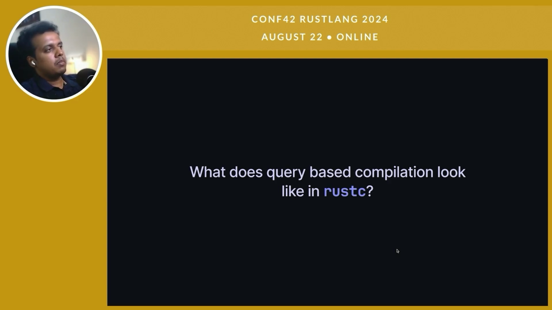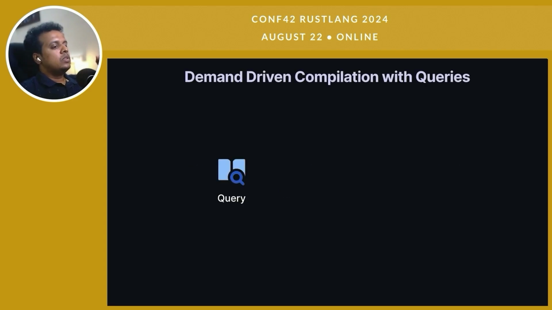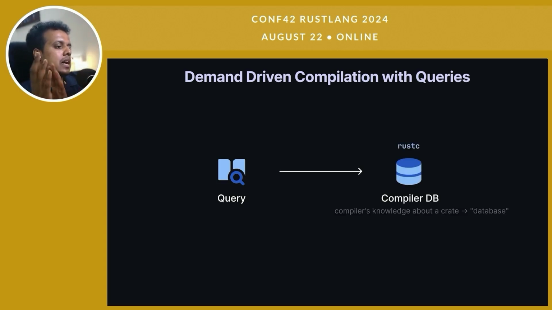Not all of the Rustc implementation is pass-based; a lot of that is moving into these queries, right? So what are these queries? A query is effectively a way of asking the compiler questions about itself, right? When we use the term compiler DB, you can think of it as a representation of the compiler's knowledge about a specific crate. I'm sure you know what a crate is, right? The job of a query is to query that compiler database and get some facts about it, right?